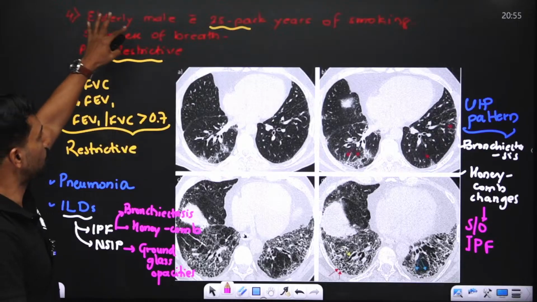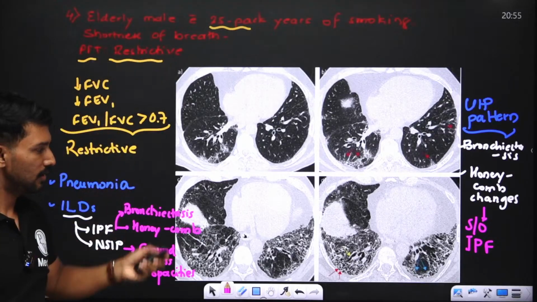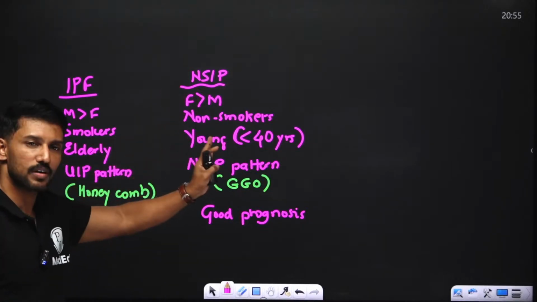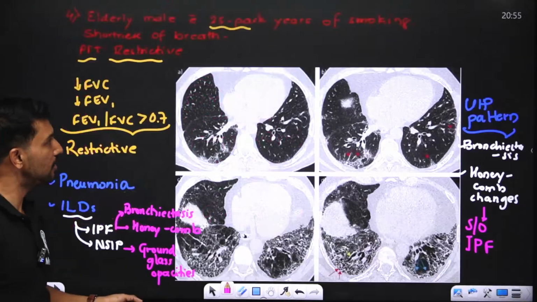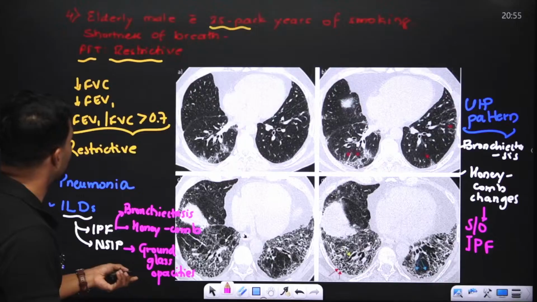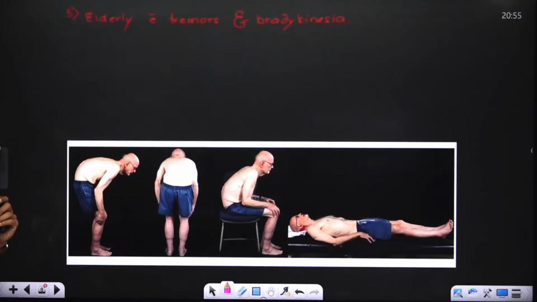So if the question is talking about a male smoker, it is pointing towards IPF. If the question is talking about a female, non-smoker, young, and some HRCT with a restrictive pattern, it may be pointing towards NSIP, right? Okay, let's go to the next image now.